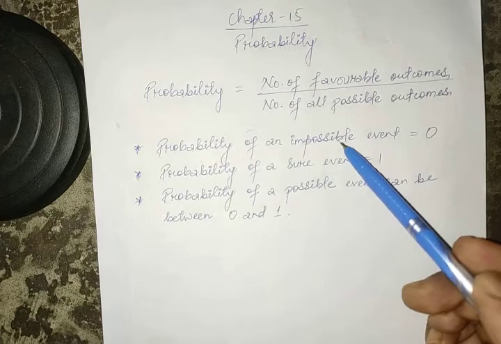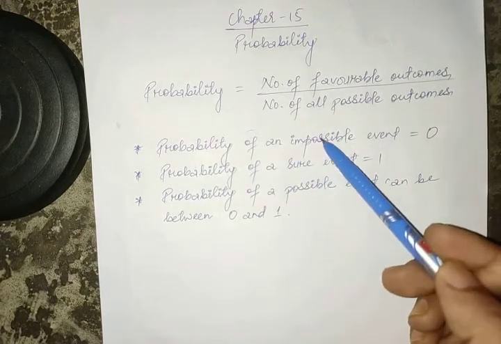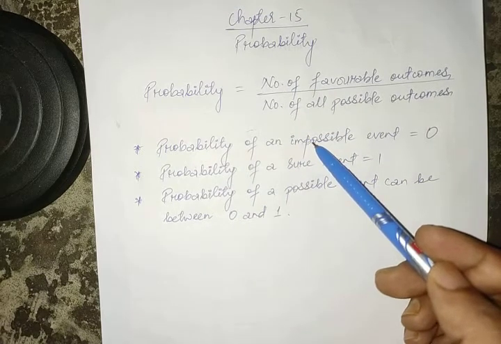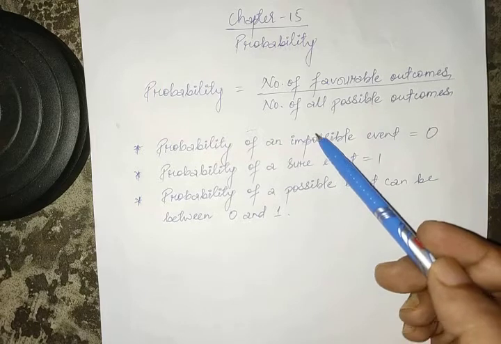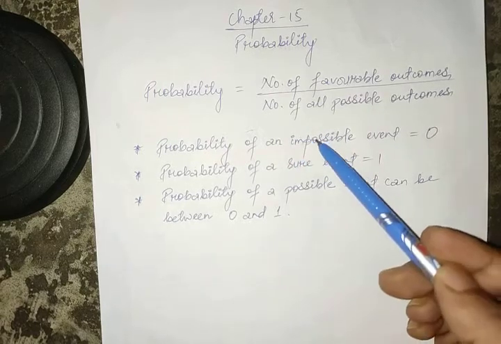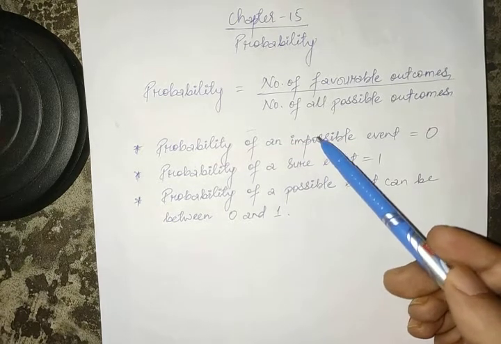And what will be the number of all possible outcomes? That will be the total numbers on that dice, like 1 2 3 4 5 6. So we have 6 numbers on the dice, right? So if you are going to find the probability of the number 1 coming on the dice, that will be 1 by 6.